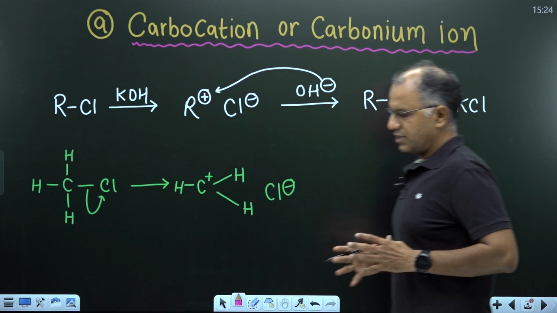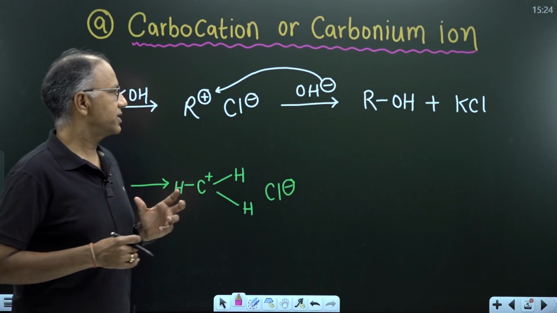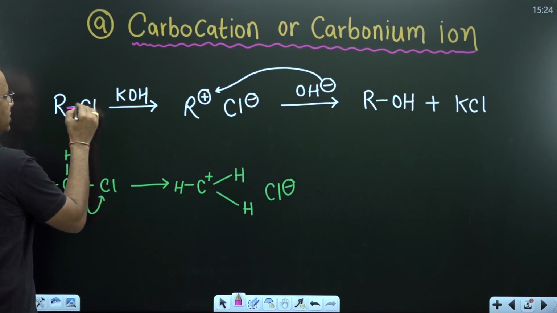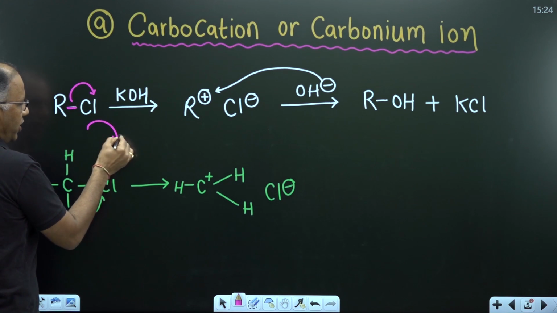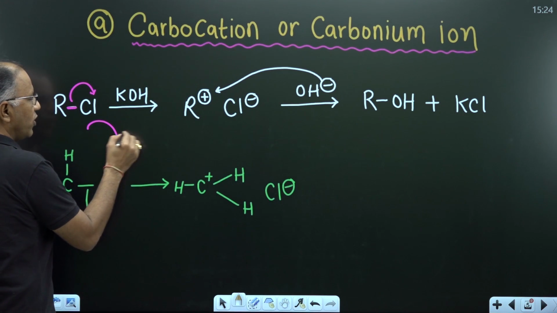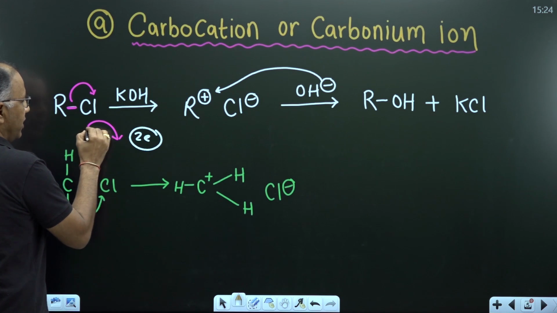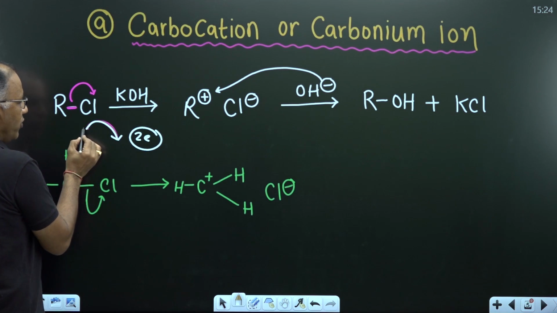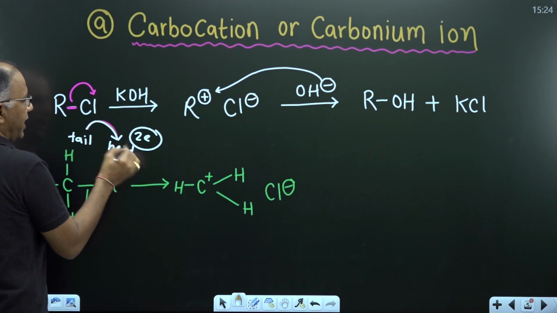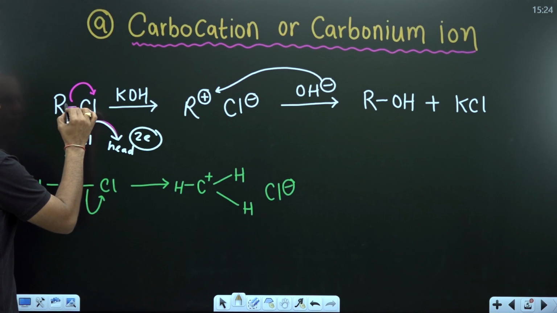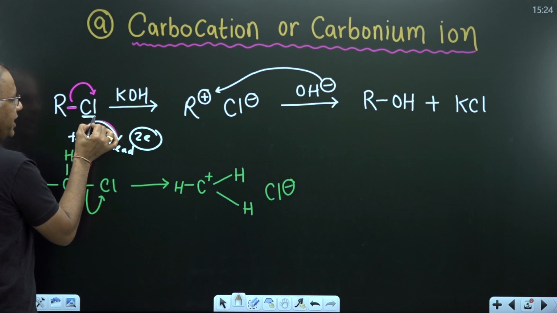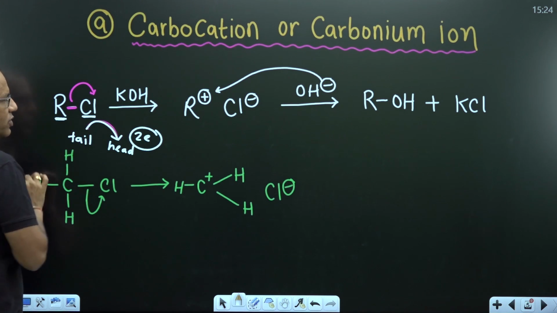Now let us consider a first intermediate. Let us consider a basic reaction. For example, we have an alkyl halide and this bond shifts toward chlorine. Now what is the meaning of this arrow? This arrow means movement of two electrons from tail to head. If I draw this arrow, this means there are two electrons moving from tail to head. This is tail and this is head. Got it? So if I draw this arrow, this means two electrons are moved toward chlorine. So this means chlorine will get negative charge and this R will get positive charge.